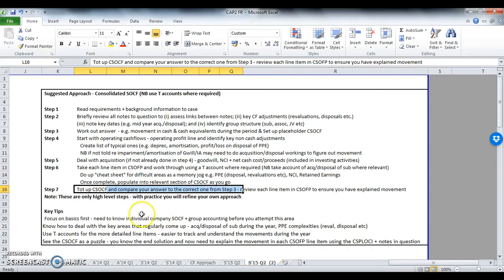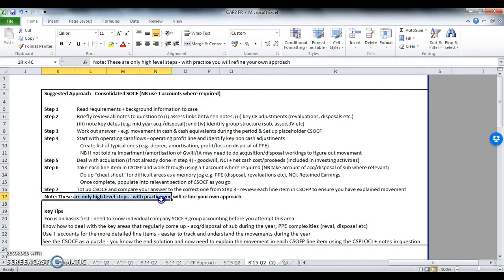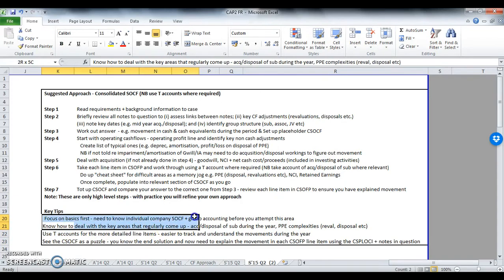Okay? So again, my advice here, they're only high-level steps. With practice, you're going to refine your own approach. And there's some key tips that I say. Focus on the basics first. You need to know your individual statement of cash flows, and you need to know group accounting. There's no point coming here unless you know them. And you need to know how to deal with key areas. So acquisition or disposal of sub during the year, property, plant and equipment, non-controlling interest.